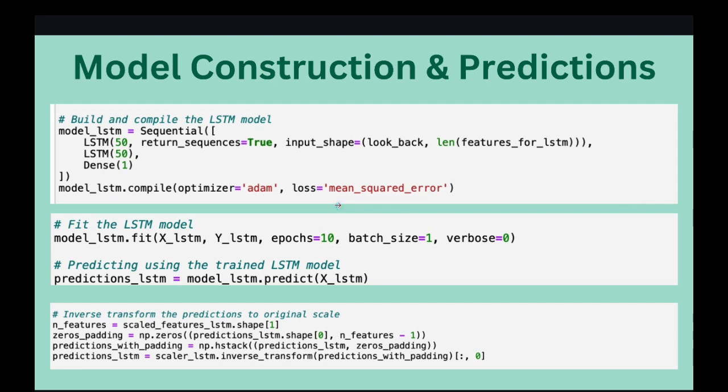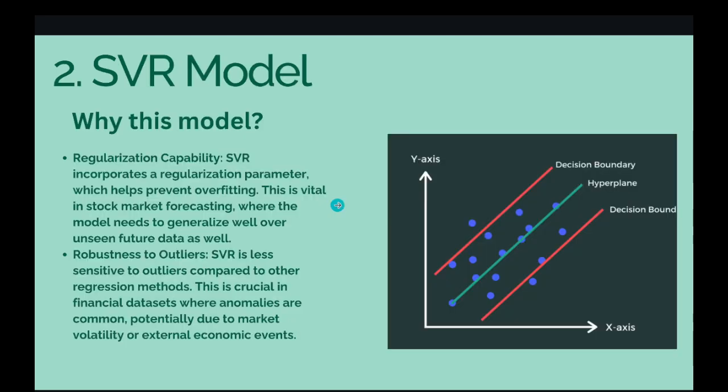Coming to the SVR model, why did we choose this model? The SVR model has a regularization parameter which helps prevent overfitting. This is vital in the stock market. It is also very robust to outliers, so it is less sensitive to outliers when compared to other regression methods. This is very crucial in financial data sets where there are a lot of anomalies and they are pretty unpredictable.